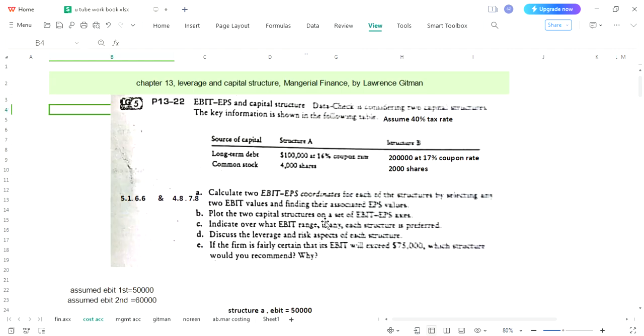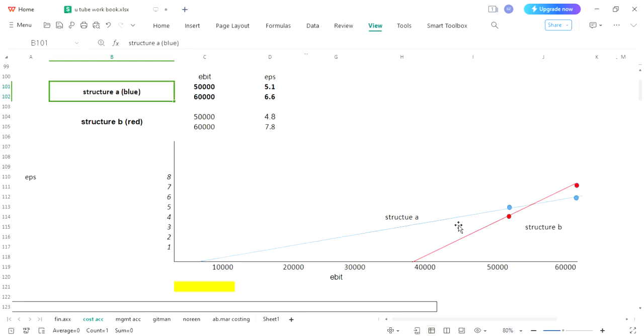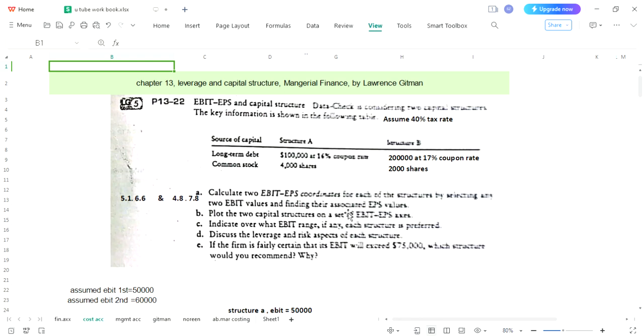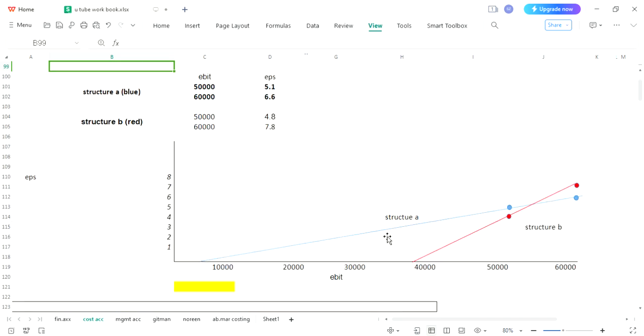Plot two capital structures on EBIT. Both capital structures have been plotted over here. It is completed. B part. Indicate over what EBIT range, if any, each structure is preferred. This is your EBIT range, and you can see that this is your crossing point. Over here, please focus upon blue line. Whatever point you will take, you will see that EPS of structure A is better than EPS of B structure.